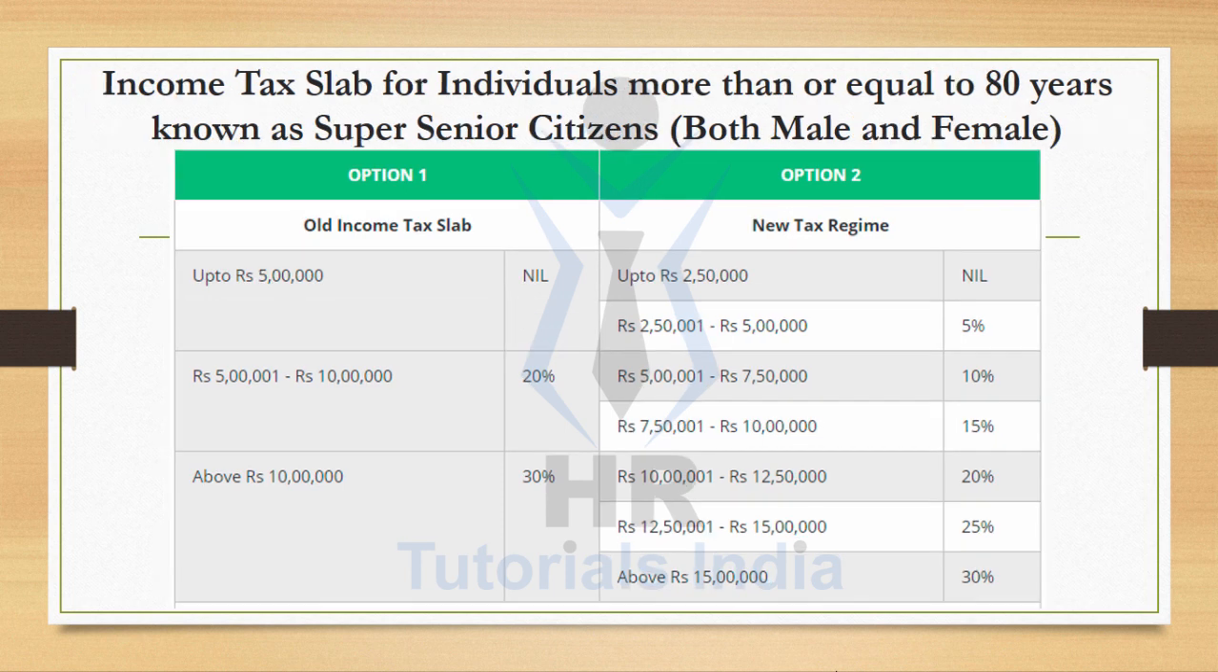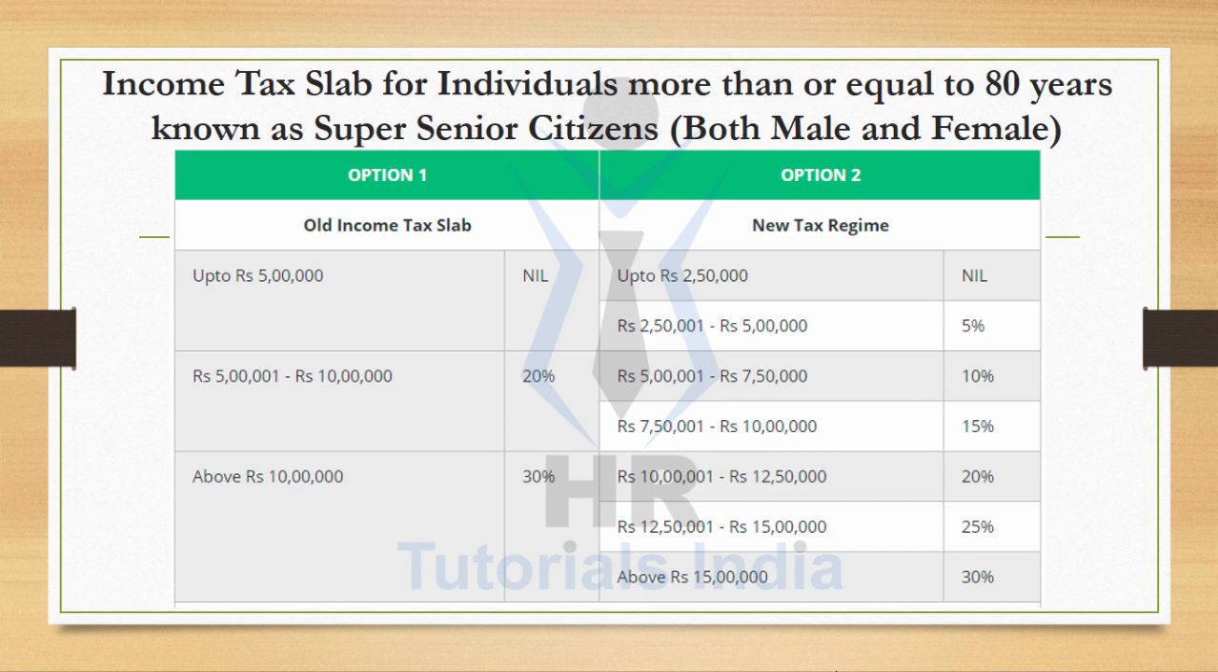Income tax slab for individuals more than or equal to 80 years, known as super senior citizens, both male and female. Even for this tax slab, it has two options, that is the old income tax slab and the new tax regime. Let us now understand the old income tax slab. Up to 5 lakhs, it is nil. 5 lakhs to 10 lakhs, 20%, and above 10 lakhs, it's 30%.